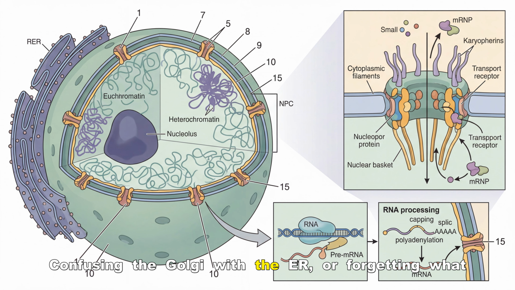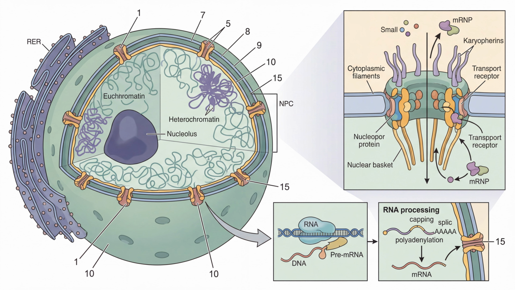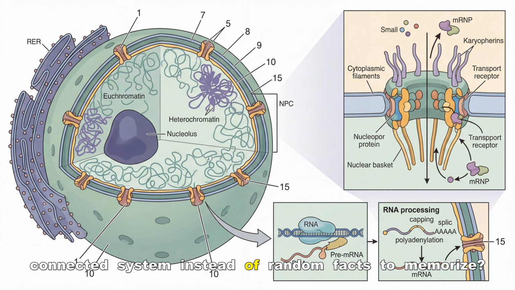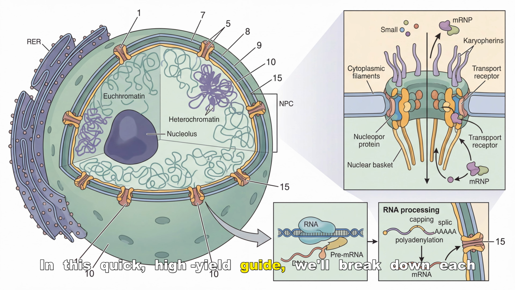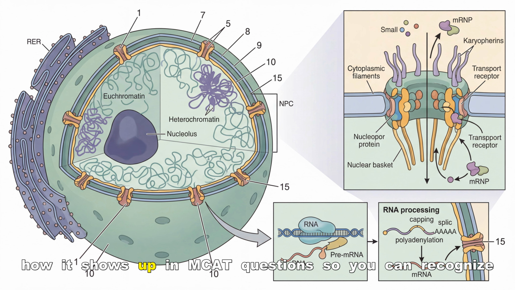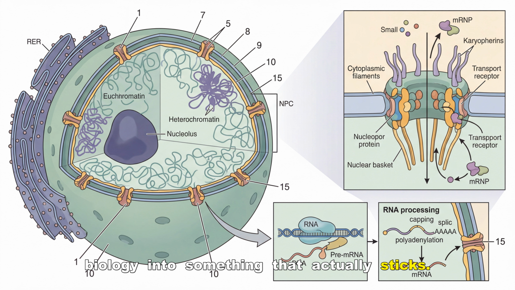Confusing the Golgi with the ER, or forgetting what the lysosome actually does, can cost you easy points on the MCAT. But what if you could see cell organelles as a connected system instead of random facts to memorize? In this quick, high-yield guide, we'll break down each major organelle, its structure, its function, and exactly how it shows up in MCAT questions so you can recognize patterns, not just definitions. Let's turn cell biology into something that actually sticks.